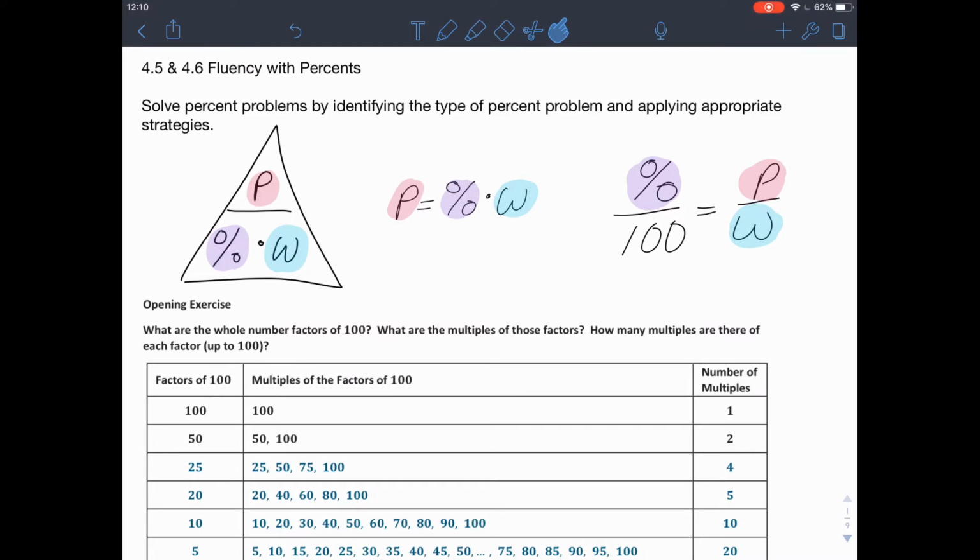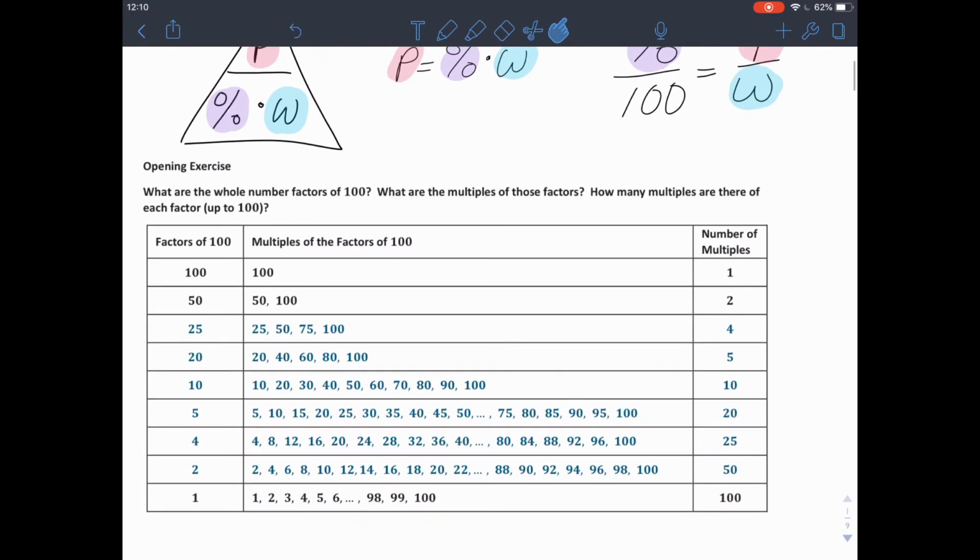Now what we're looking at today is trying to move towards using some mental math to help us with solving problems with percents. What we need to do in order to use our mental math is to really understand the number 100 and how its multiples and factors work. So I have here a chart of all of the factors of 100. 100 goes into 100 one time. 50 goes in twice and it has two multiples, 50 and 100. 25 goes into 100 four times and it has four multiples within 100, 25, 50, 75, and 100, and so on and so forth down this chart.